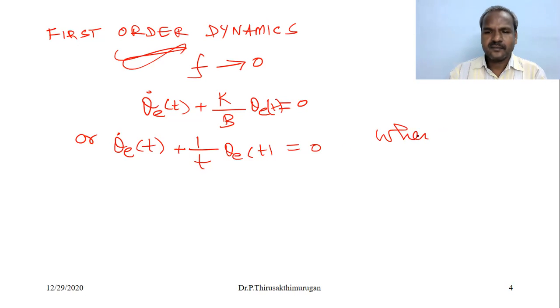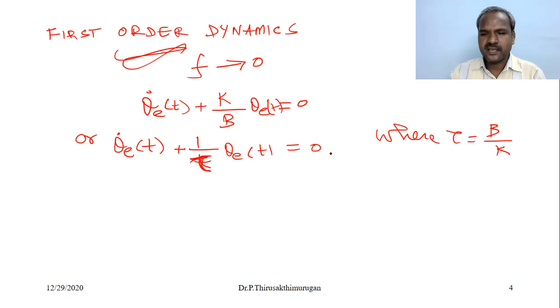Where b by k can be put as tau, not the t, so we can differentiate from this t. So tau equal to b by k, so 1 by tau. Understand? So this is a first order differential equation.